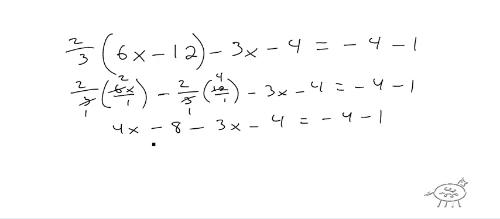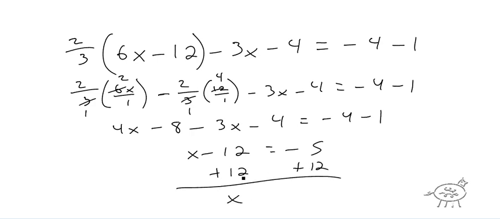All right. Combine like terms. 4x minus 3x is just x. Negative 8 minus 4 is negative 12. Negative 4 minus 1 is negative 5. Okay, this one's nice. I just have to add 12. And I don't have to divide anything because it's already 1x, so x equals 7. And that's my final answer.